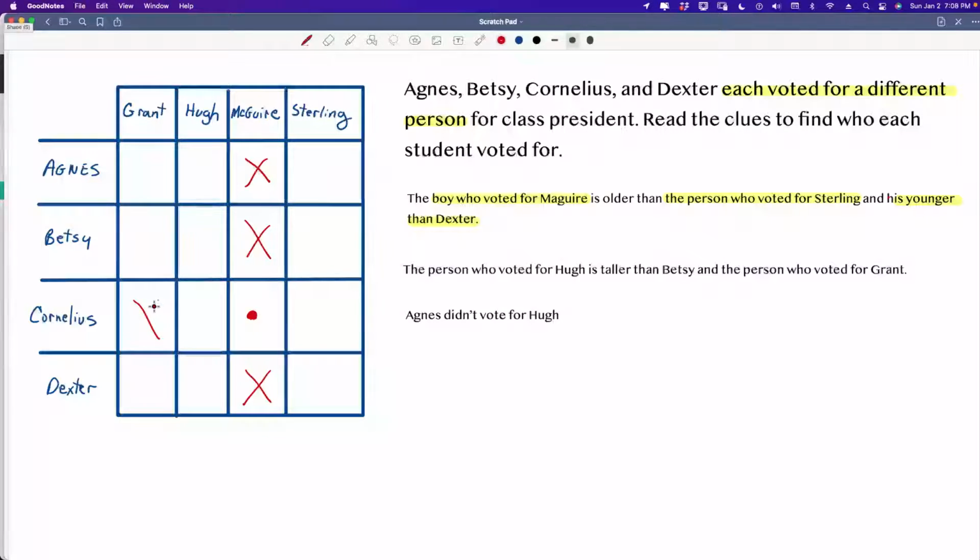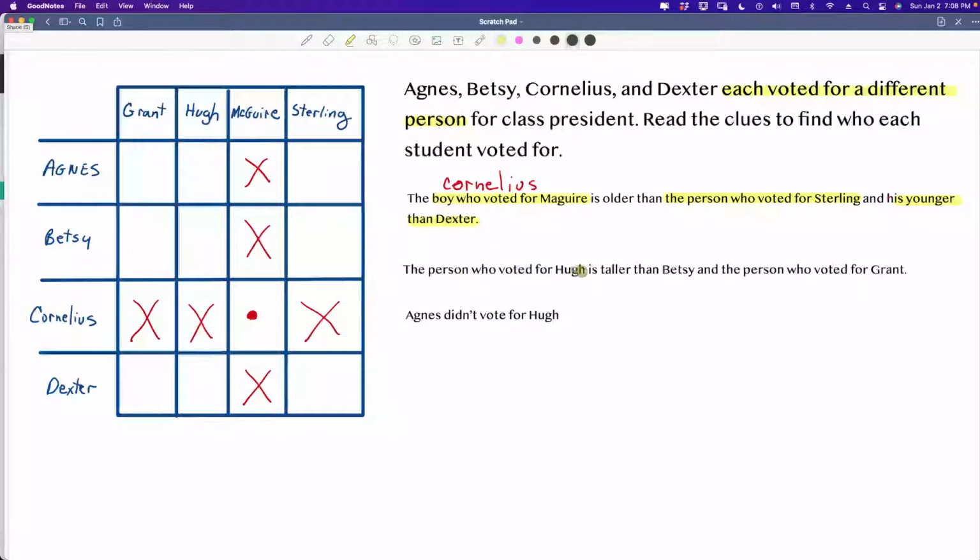So we know that Cornelius didn't vote for Grant, he didn't vote for Hugh, and he didn't vote for Sterling. He voted for McGuire. So that's who this is. So this is Cornelius. And sometimes I like to write the name of the person once it's clear. That way it helps me keep my facts straight. Okay, so now let's look at the next line.